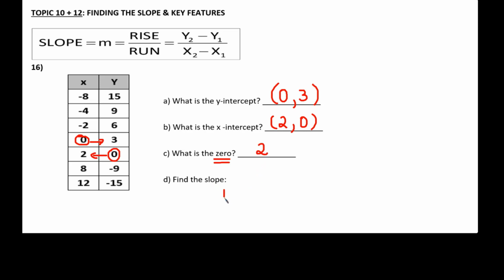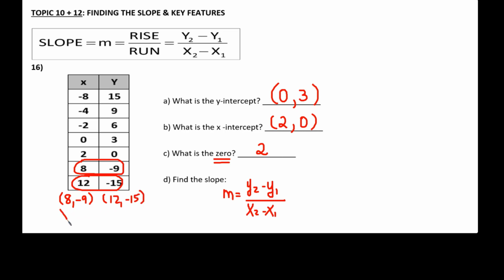And then for the slope, remember the formula, y2 minus y1 over x2 minus x1. So you need to pick 2 good points over here. Let's say I pick these 2 right here, the 2 bottom ones. It doesn't matter which one you pick. Okay, so I'm just going to pick these ones. So I'm choosing 8, negative 9, and 12, negative 15.